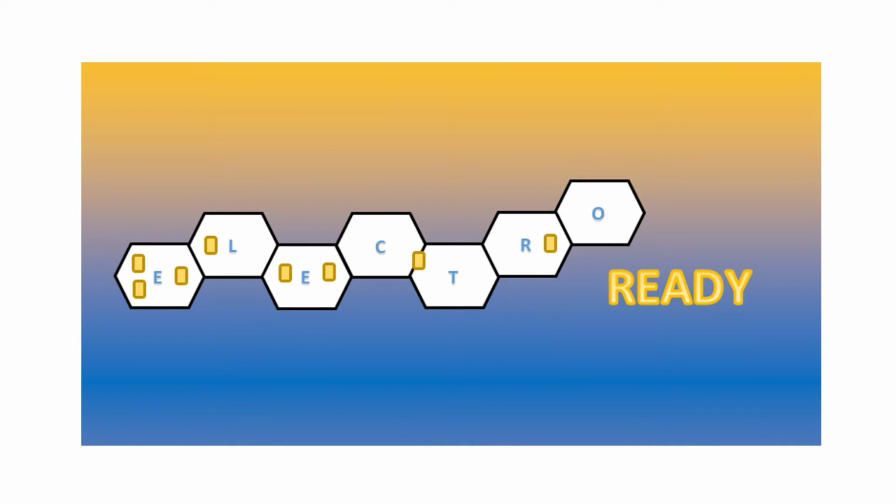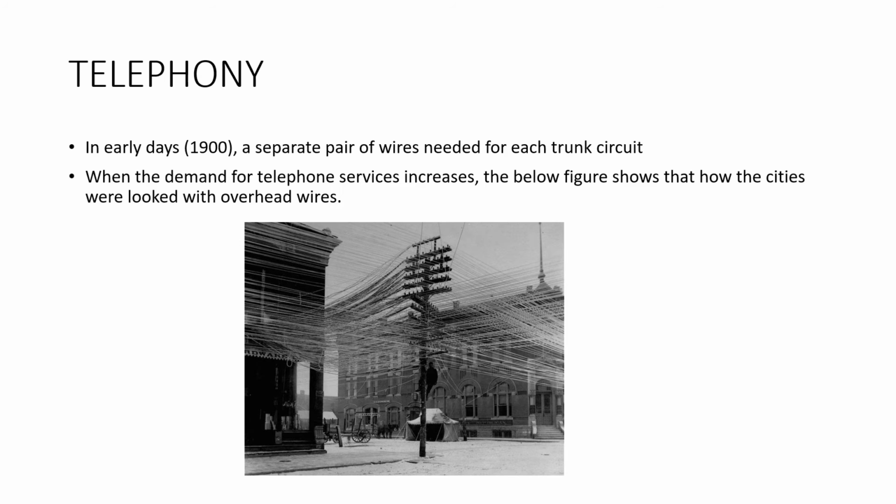In this video, I am going to discuss FDMA, Frequency Division Multiple Access. It is also known as FDM, Frequency Division Multiplexing. In the early days of telephony, around the 1900s, a separate pair of wires was needed for each trunk circuit. A trunk circuit is a circuit that connects the telephony switchboards. A local loop circuit extends from a telephony switching center to the individual telephones.